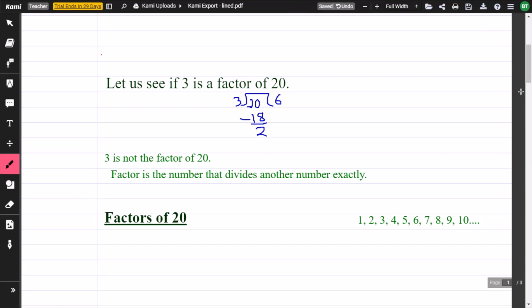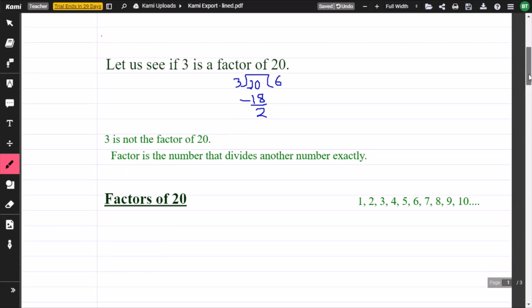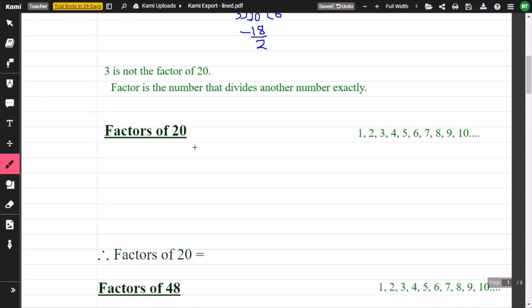Now, is 4 the only factor of 20? No, 4 is not the only factor of 20. There are other factors of 20 as well. So let's try to find all the factors of 20. As we have learned earlier, 4 is one of the factors of 20 because 4 times 5 gives 20. So you can see here 20 can be written as a product of 4 and 5. Similarly, we can find other two numbers whose products can give 20.